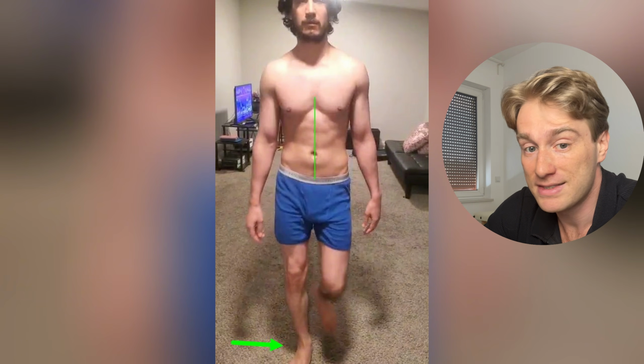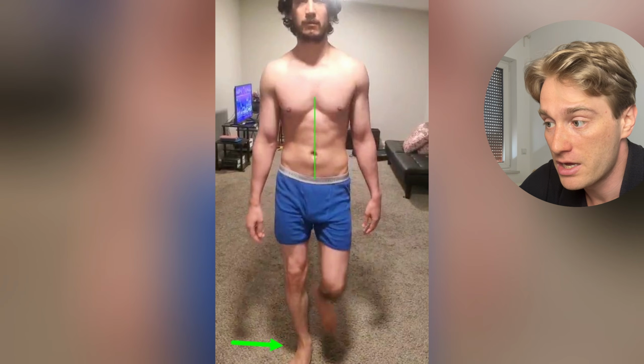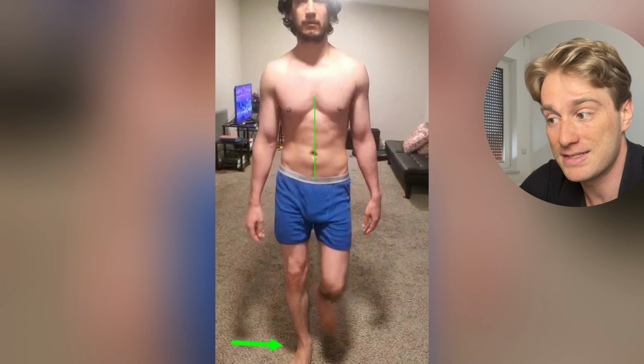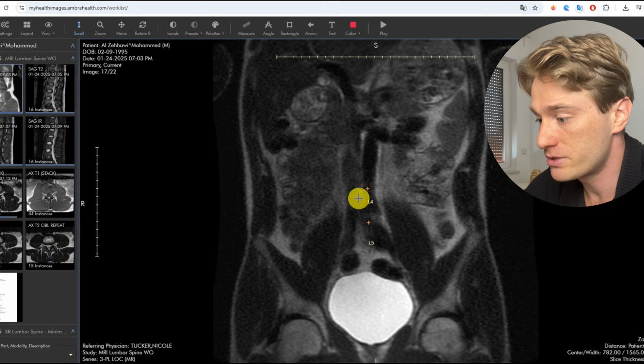I have to admit this is not his problem. I never fixed his symmetry of rotation to this day, and it's not necessary in his situation. Now I'll tell you in a moment why. Now let's review his MRI.